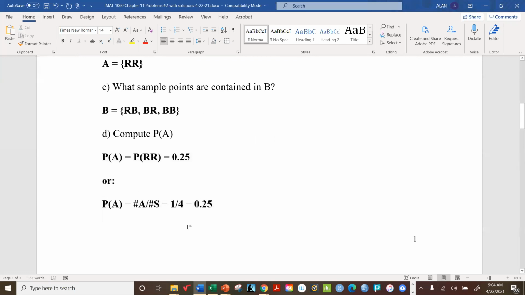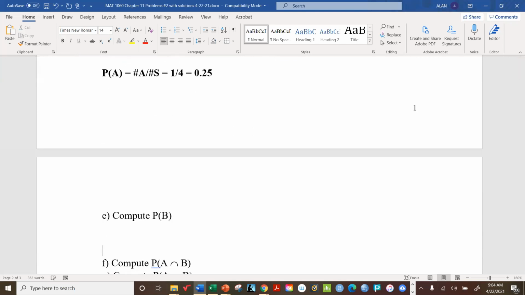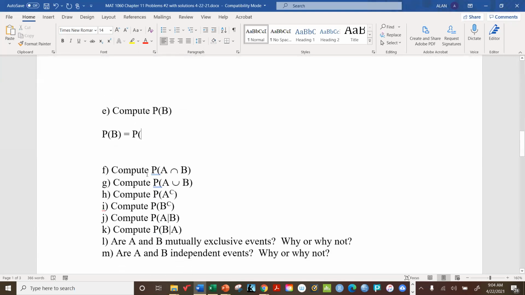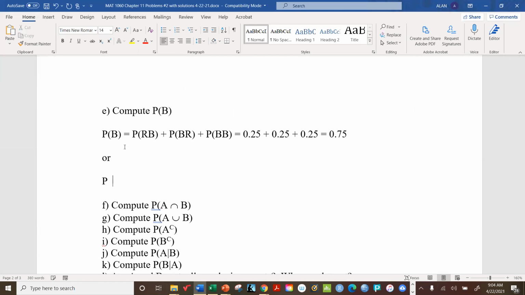All right, now how about B? Now remember, B has 3 elements in it. So we can write this as the probability of B is the probability of, okay, RB, BR, and BB, or in this case, because they're all equally likely to occur, we could also just go ahead and say, all right, well, look how easily we could do this by noting that all of them are equally likely, so we just count them up and we're good.